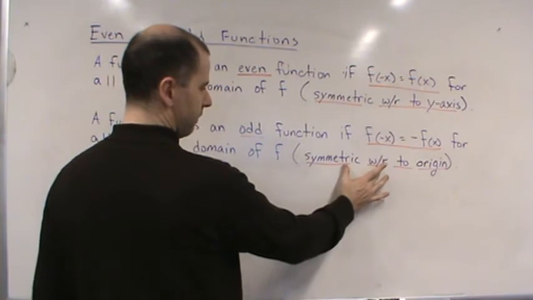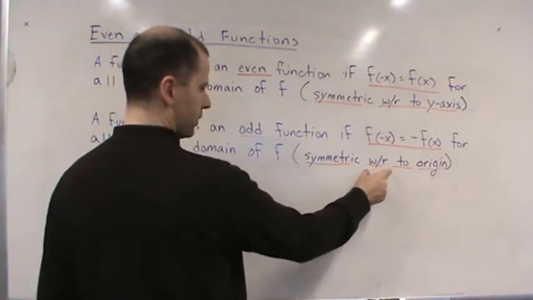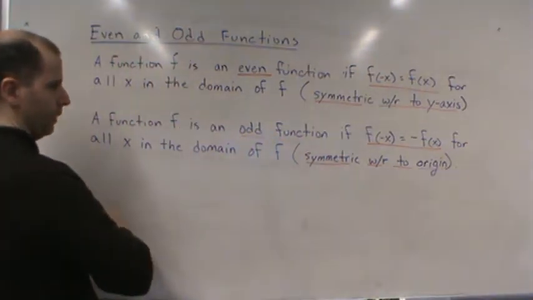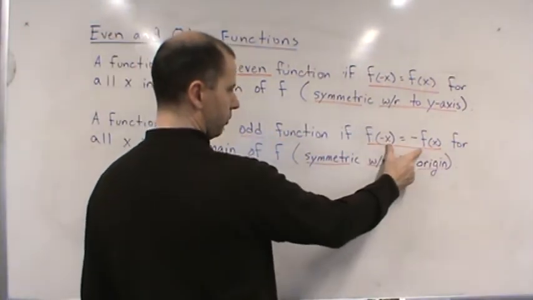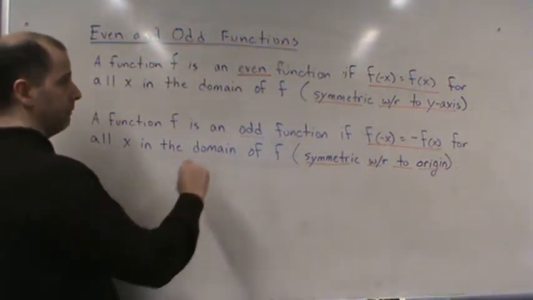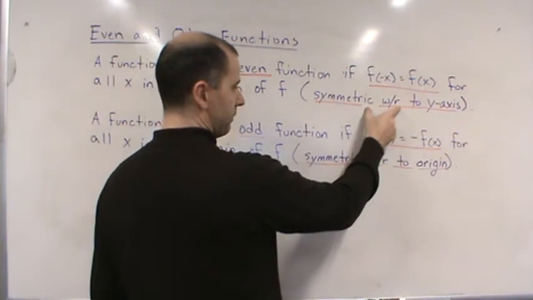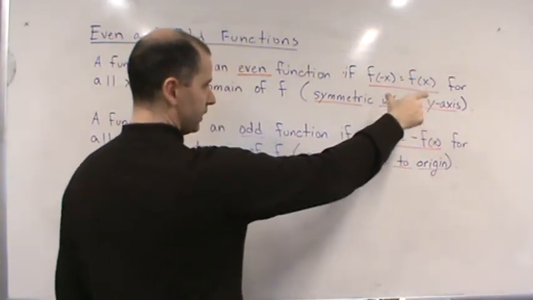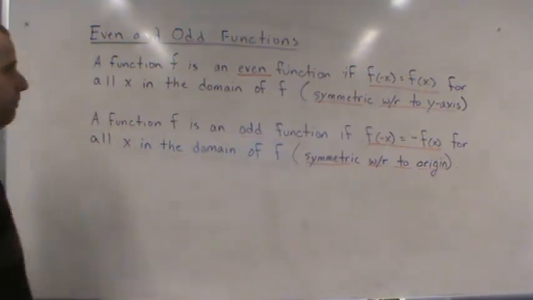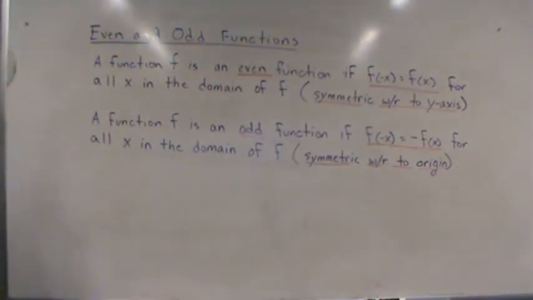So in other words, what we can do is we can look at the symmetry. If an equation is symmetric with respect to the origin, if its graph is symmetric with respect to the origin, then it's an odd function, which means this holds true for all x in the domain. If a given equation has a graph that's symmetric with respect to the y-axis, in other words, this holds true, then we call that an even function. And those are the definitions.